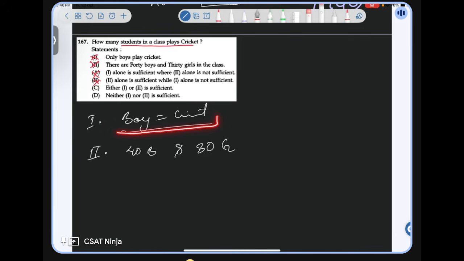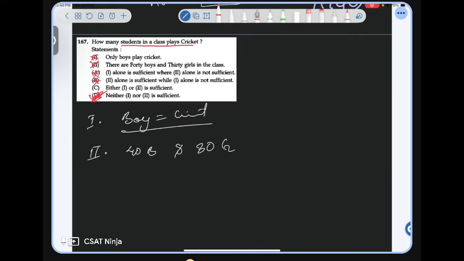Statement number 1 says only boys play cricket. Obviously, we know that. From statement number 1, and statement number 2 says there are 40 boys. So can I say that 40 students play cricket? Because only boys play cricket and there are 40 boys. So obviously using 1 and 2, I can answer the question here.